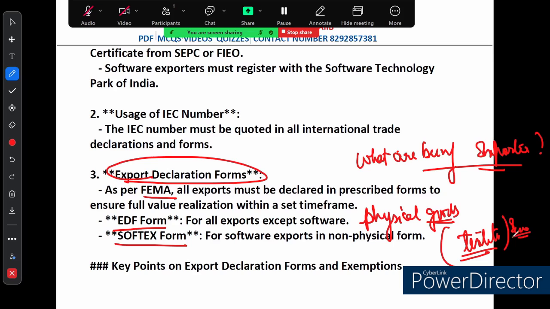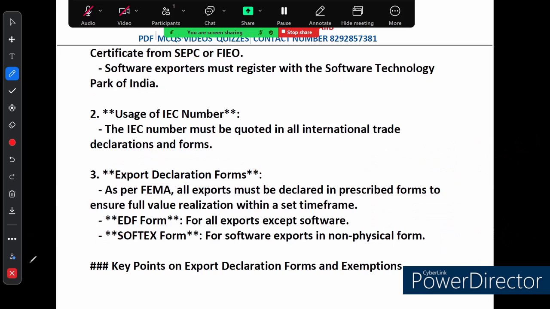So let's summarize what we have covered. First of all, get your IEC number if you are getting into the export business. Second thing is make sure you are registered with the right council like SEPC, FIEO or Software Technology Park, depending on what you export. And the third thing is always declare your export using the correct form. Either it is the EDF form for goods and the Softex form for software. So three things we have covered, right?